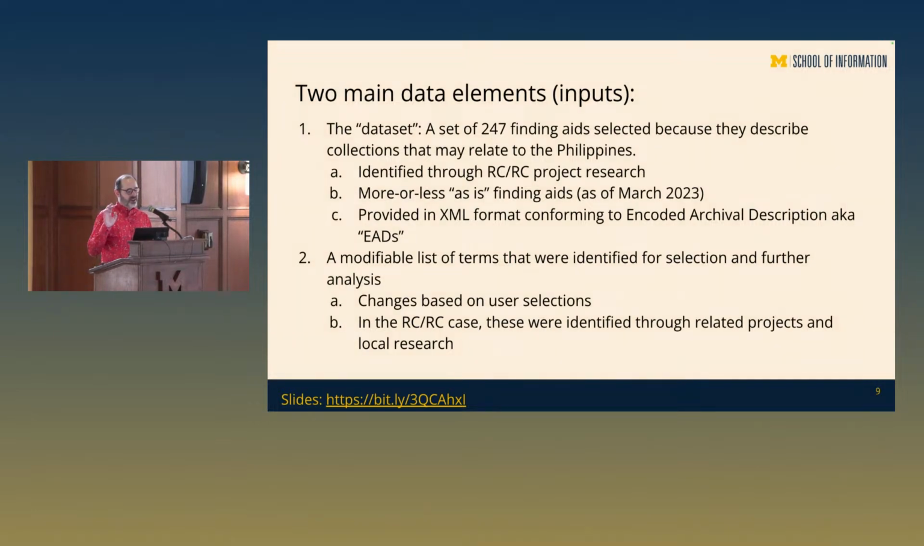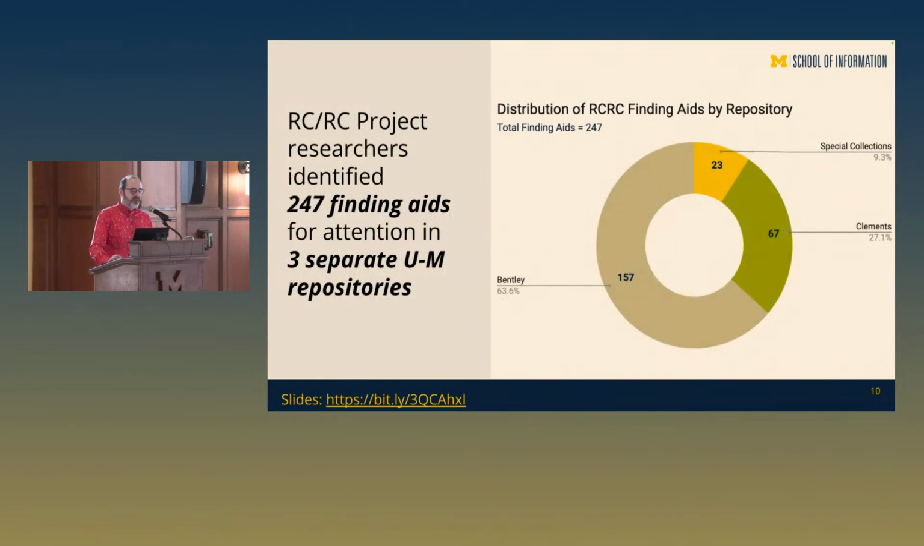And then the second input was this modifiable list of terms that were identified. So this is something that we were hoping, if this tool is useful for others, might change based on user selections. And in our case, we were using those that were identified by the project. So the data set we were looking at had about 247 finding aids, and it came from 3 different repositories within the University of Michigan.